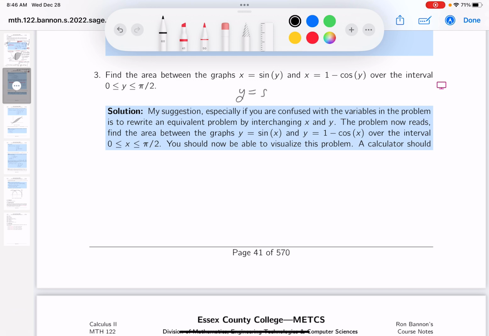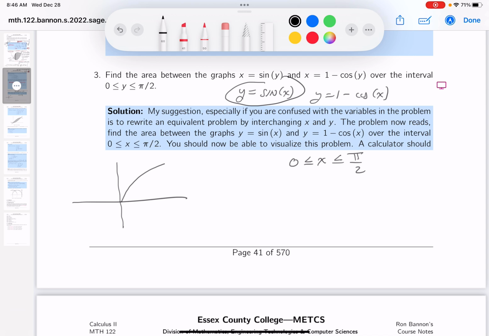So y equals the sine of x, and then y would equal 1 minus cosine of x, a little bit more reasonable for some students. And then the interval over here is going to be this over here. And what I want to do is just kind of graph it out, see what I'm looking at. I want to graph this out, and certainly I can do that. That looks sort of like this over here. And this is pi over 2.